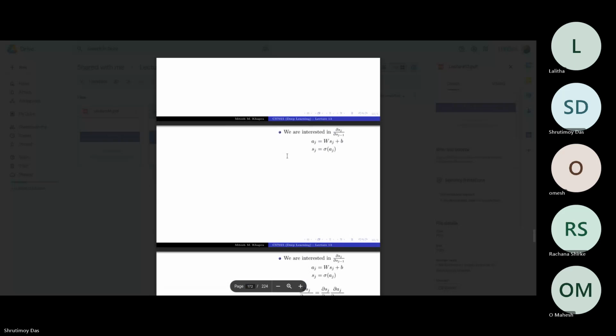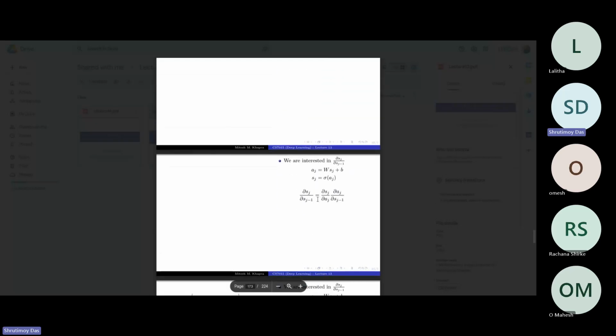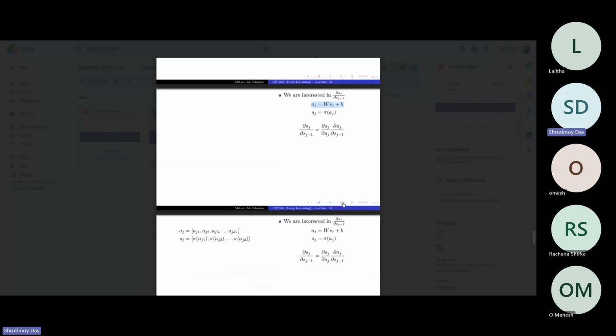Okay, so this S comes from applying your W weight matrix and they add a bias. So you have W Sj plus b and then some nonlinearity on top of this activation, right? And now suppose we do Sj and Sj minus 1. Here you see Sj depends on Aj, and this Aj depends on Sj minus 1. So this should be Sj minus 1, I guess. That's why we have Sj minus 1 here.